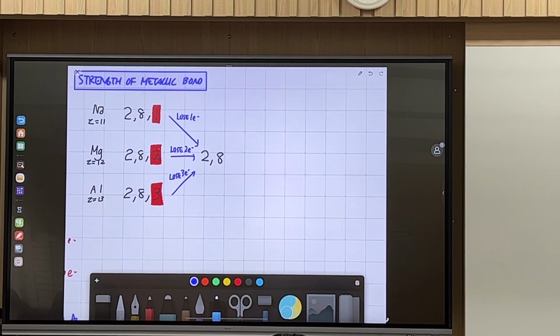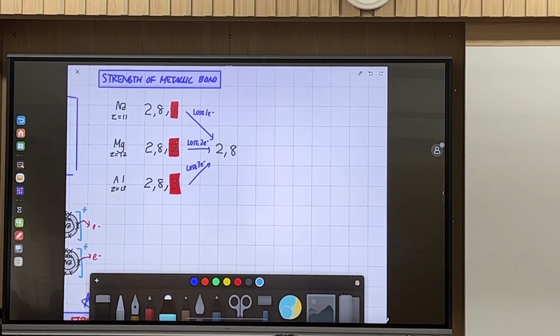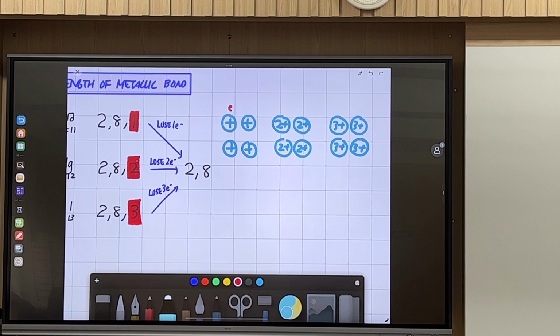So the consequence of this is that sodium will become Na+ ion. So can you draw this? In sodium we have Na+ and 1 electron. In magnesium there will be Mg2+ and 2 electrons. And in aluminium there will be Al3+ and 3 electrons. So can you draw 1 electron here? And you have 2 electrons next to each of those ions, and just 1 more here.